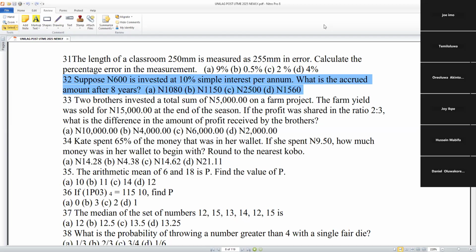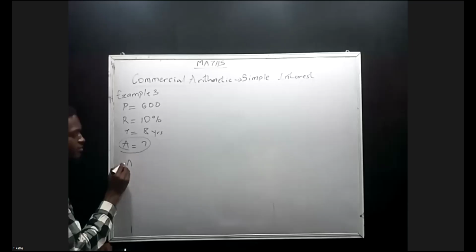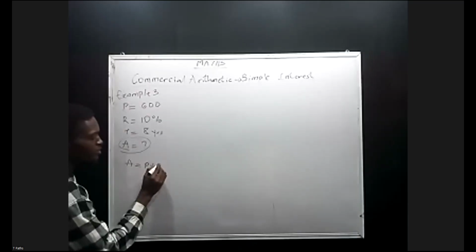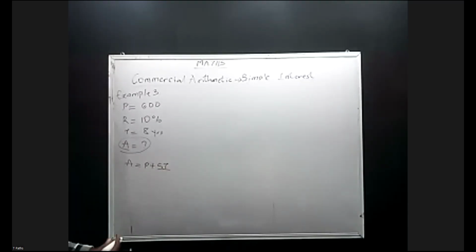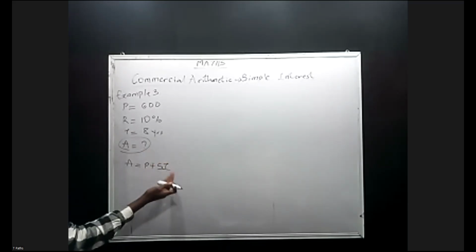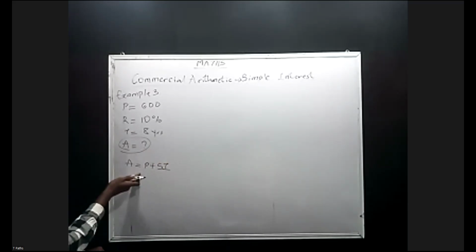Moving forward, they say, what is the accrued amount after 8 years? We are given our time. Our time is equals to 8 years. And so what is the accrued amount? Now, note, we are not asked to look for the simple interest. We were asked to look for the amount. Earlier, the formula I gave was that our amount is equals to the principal plus the simple interest. So you cannot look for amount without looking for your simple interest. Before looking for amount, you have to find your simple interest first, then you add it to your principal.